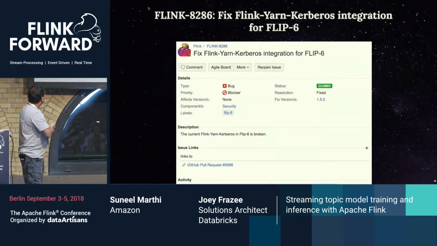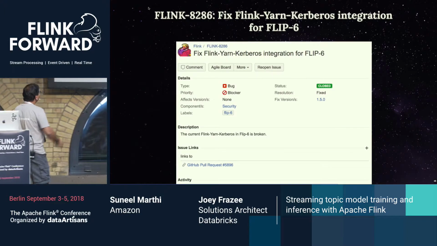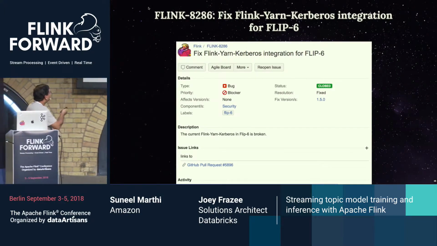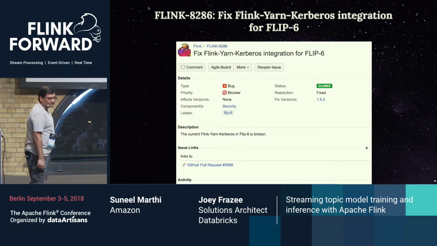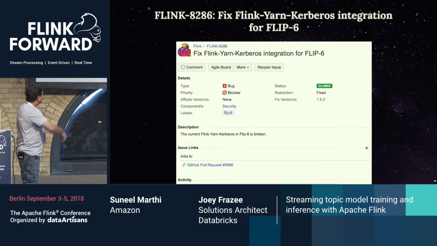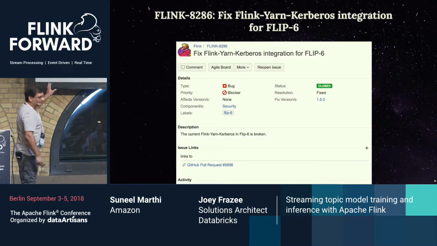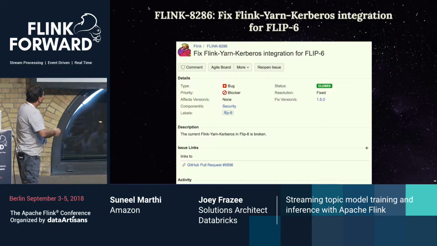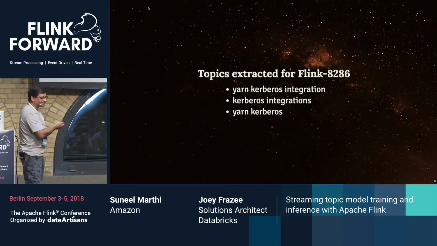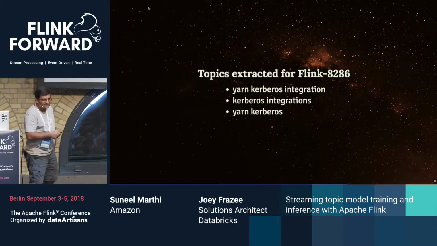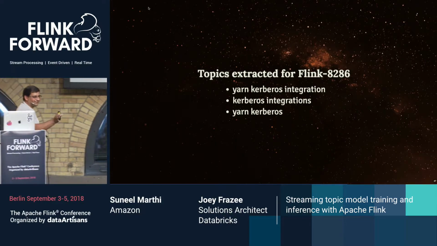So let's look at the next JIRA, Flip6. Fix Flink YARN Kerberos integration for Flip6. This JIRA has a big discussion thread going, across several other JIRAs. Even though the description is nothing here, there's a big discussion thread further down, so we ignored the description and went further down to actually mine the discussions. The topics we came up with are YARN Kerberos integration and YARN Kerberos. So these are the different noun phrases we came up with from this.